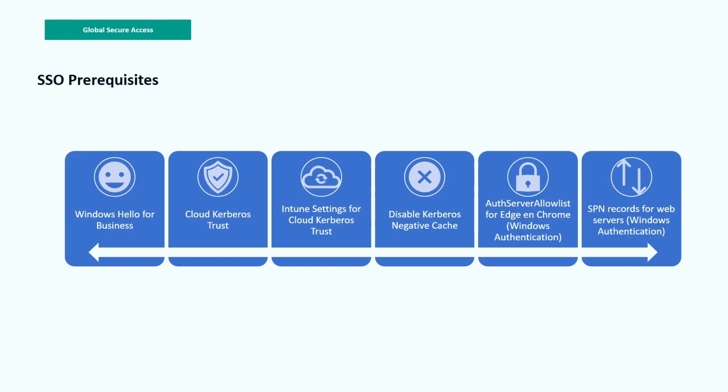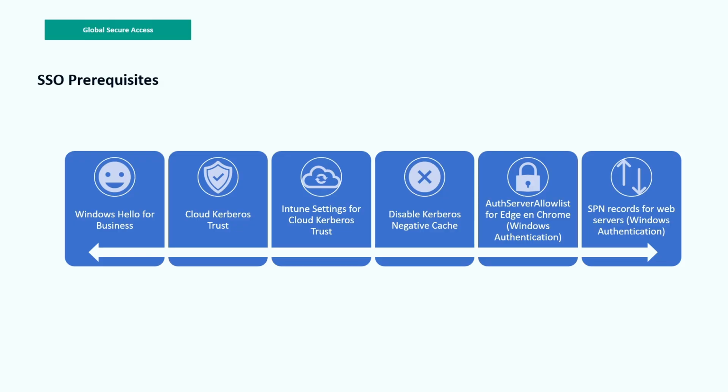Next, for internal web apps, you need to add your internal domain name, something like IoT.local or whatever. Do that in your Edge settings, in the auth server allow list, so it is allowed to authenticate against the internal web app. And you need SPN records for it on premises.